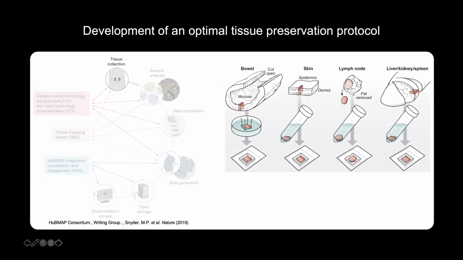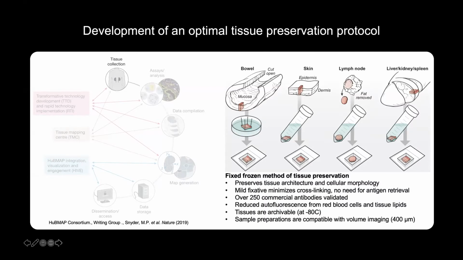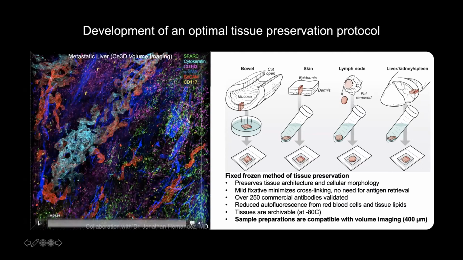This is a fixed frozen method and employs a milder level of fixative, and then we put it in sucrose for cryopreservation. It has many advantages: it preserves tissue architecture and cellular morphology. It's also a milder fixative, so it obviates the need for antigen retrieval, and it's compatible with over 250 commercial antibodies. And importantly, as I'll highlight specifically, it reduces autofluorescence from common sources, including red blood cells and tissue lipids.